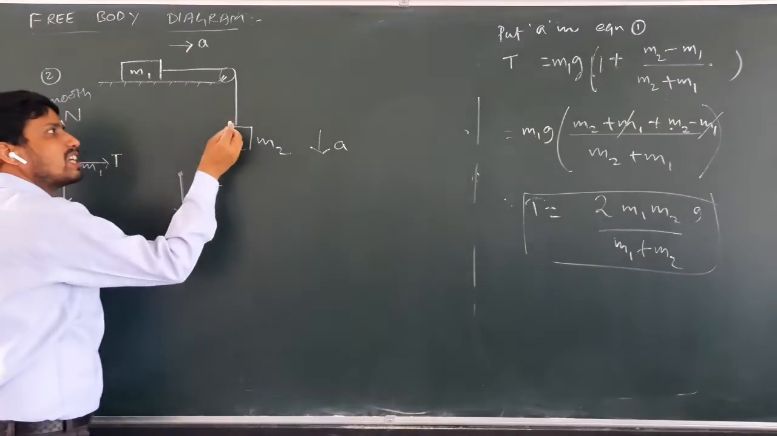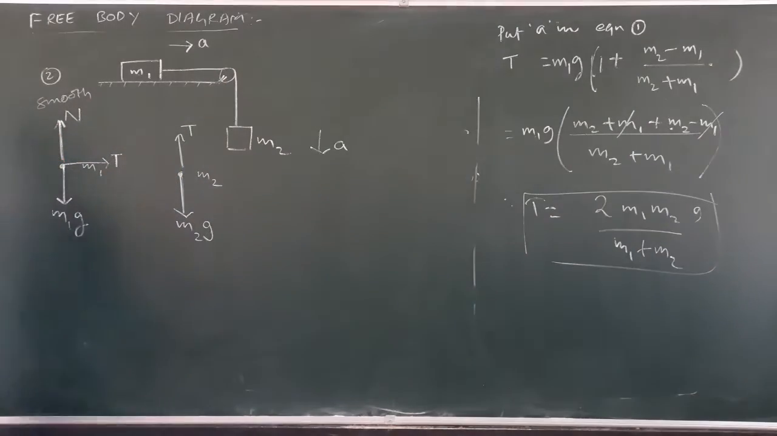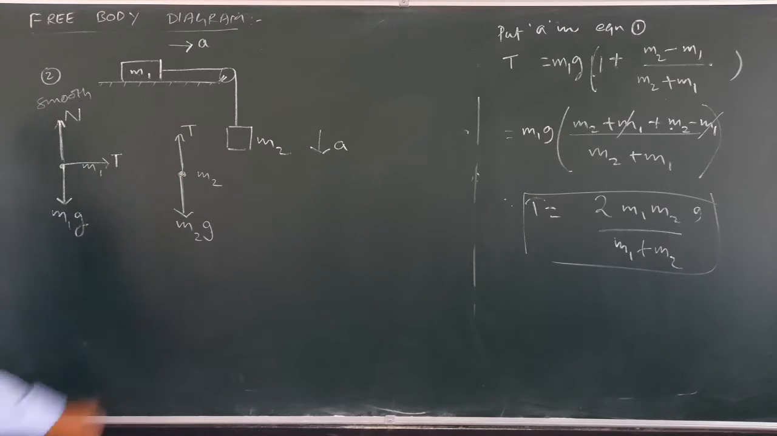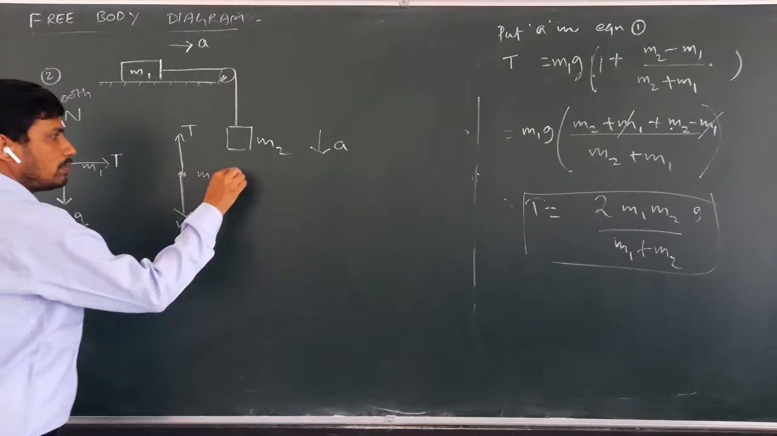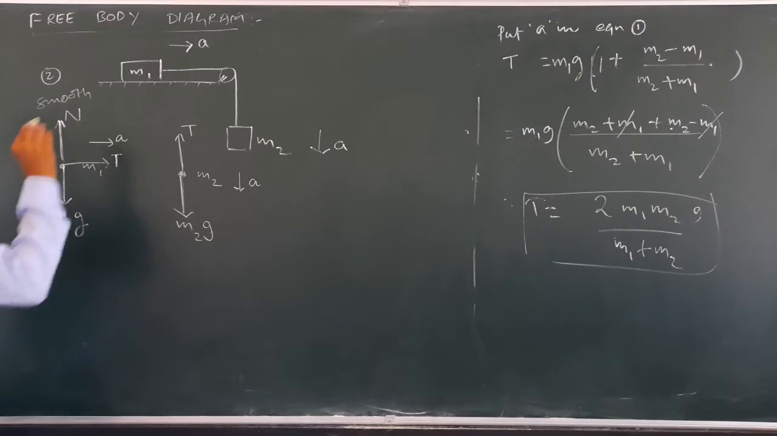Now for m2, you see gravity will pull it downward, so this will be m2 times g. And the string will pull it upward. Always I have told string pulls, so there will be tension T in upward direction. Then acceleration of m2 is downward, so a is downward and its acceleration is towards right.